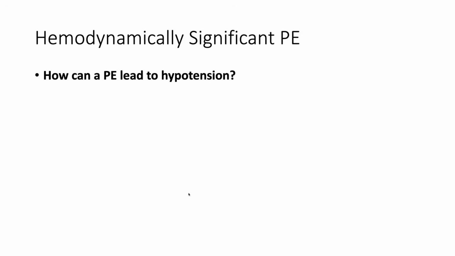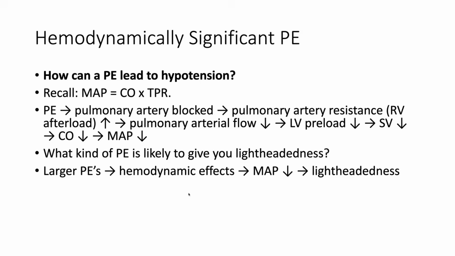I don't know what's the term for that. Maybe I wasn't here. Perfusion pressure. Oh, you might not have been here. Yeah, cerebral perfusion pressure. Oh, so is that cerebral perfusion pressure equals MAP minus ICP? Because your MAP is decreased, your cerebral perfusion pressure is decreased. Yeah, exactly. In other words, larger PEs are more likely to give you hemodynamic effects to drop your MAP. And it's that decrease in MAP which is ultimately decreasing your cerebral perfusion pressure, and that's where you're lightheaded.